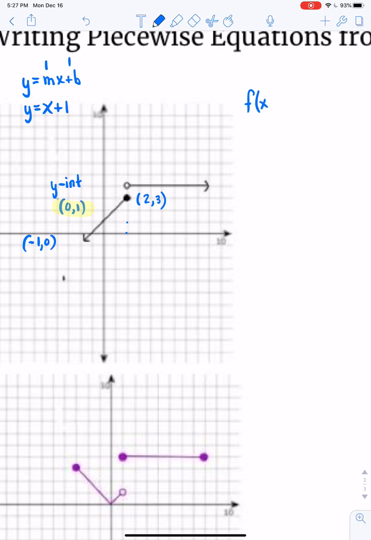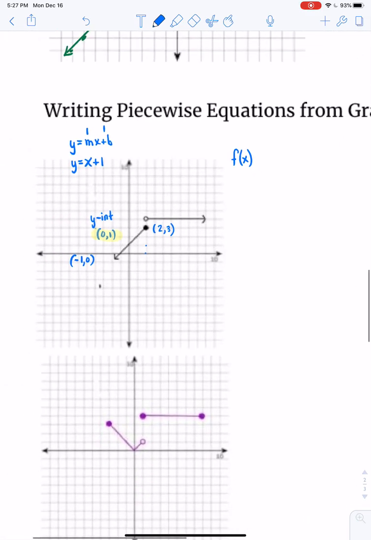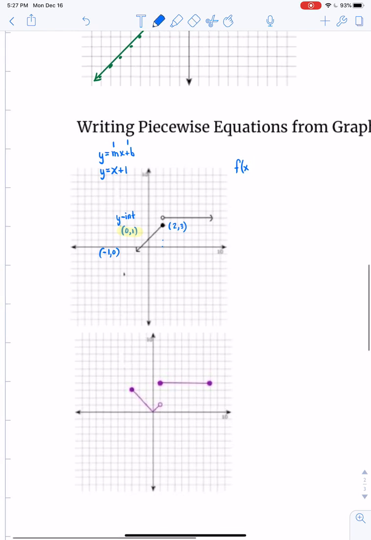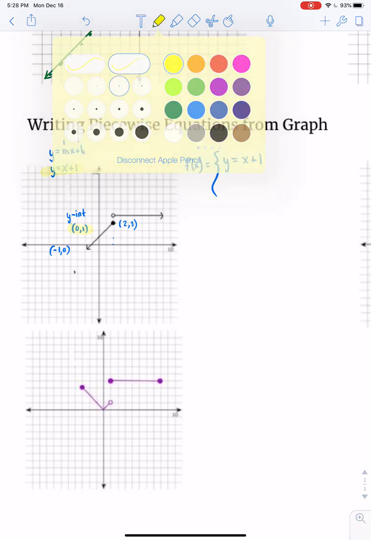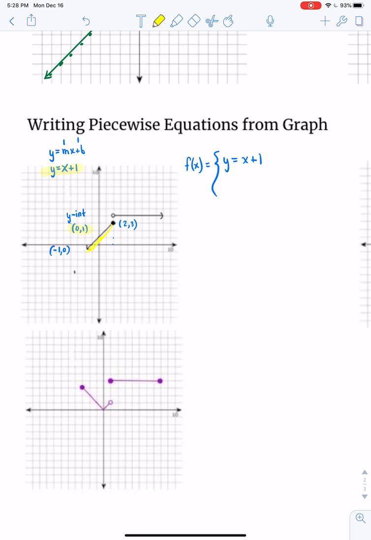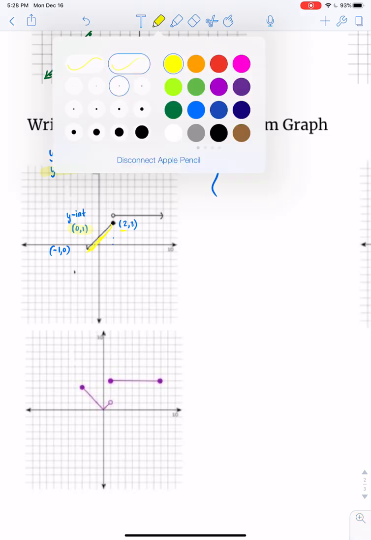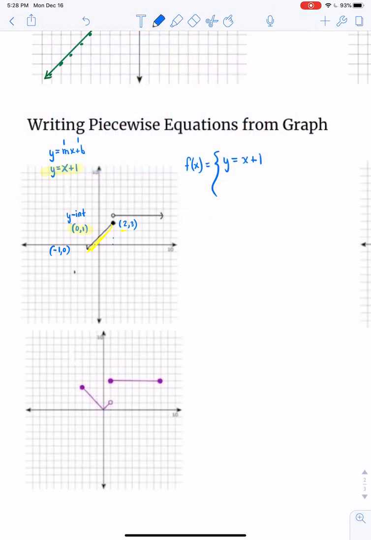Let's write it as f of x. You can write f of x or g of x or whatever you want. f of x equals, you have a little bracket there. So our first rule is y equals x plus 1. When is that true? What's the biggest x value that you can see on this first line? It's going to be the x value of that dark point, which is 2. And is 2 included? Is 2 going to be shaded in? Yes. So as long as x is less than 2, this is the line that we're seeing.